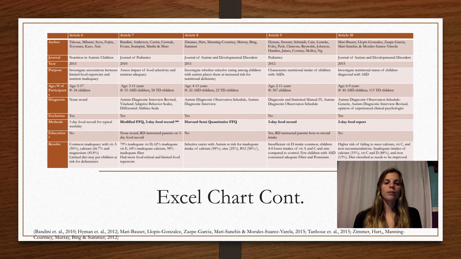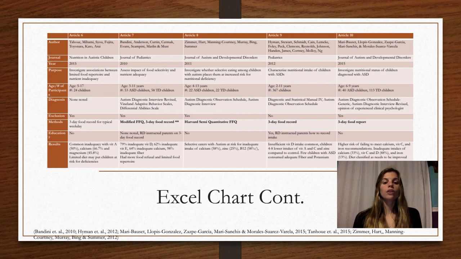I again bolded the methods of the articles that contained a control group, which were Articles 7, 8, 9, and 10. Similarly to the first 5 articles, there is again a different range of ages among each article, with the overall range of these 5 being 2 to 17 years old.